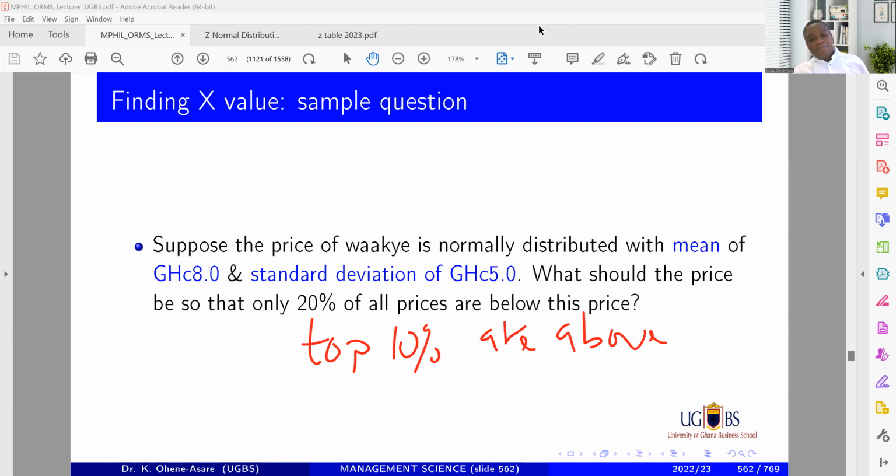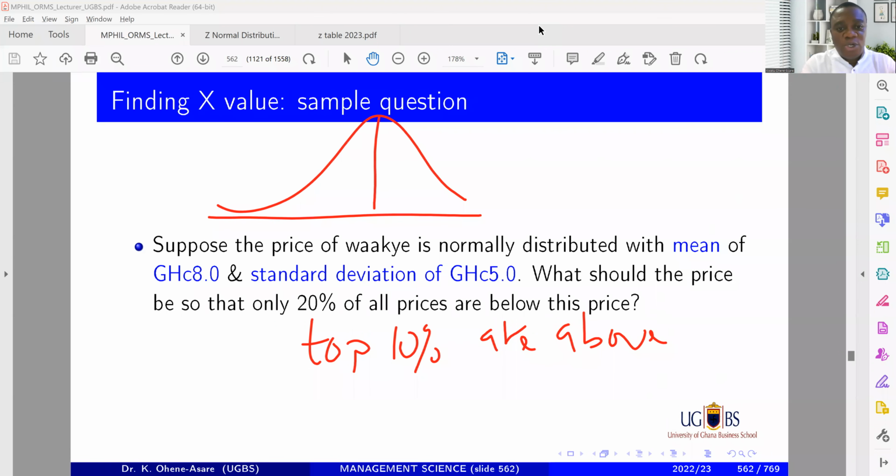What should the price be so that the top 10% of all prices are above this price? Well, simple. All you have to do is draw your Z value, show your mean of 8, and below that the standard deviation, 5.